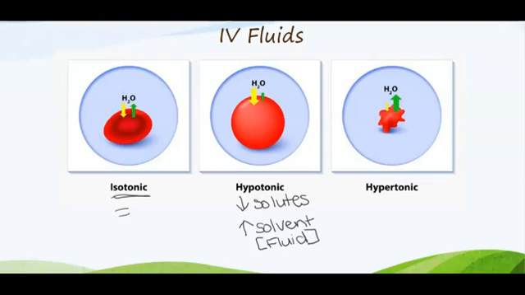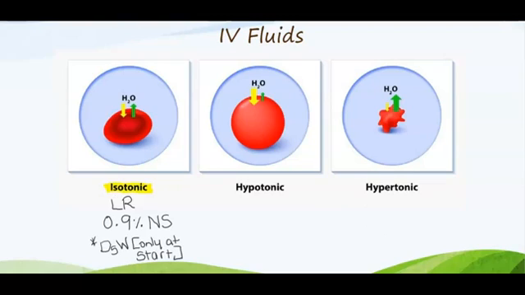A hypertonic solution is going to have more particles or more solute in the solution compared to the fluid, as well as compared to the human body. An easy way to think about this is that an isotonic solution matches the concentration of our serum. A hypotonic solution has a lot more fluid than we typically have in our serum and very few solutes. A hypertonic solution has a lot more solutes than we typically have in our serum and a lot less fluid.